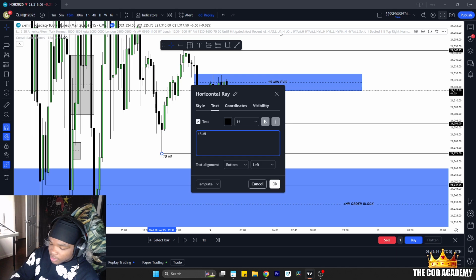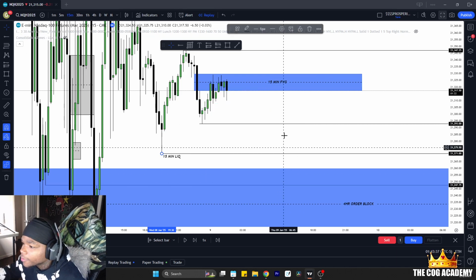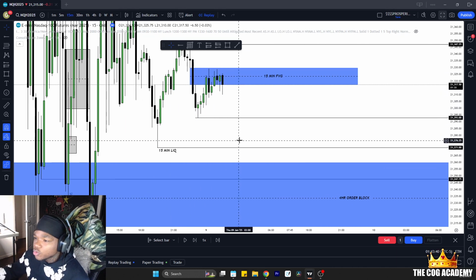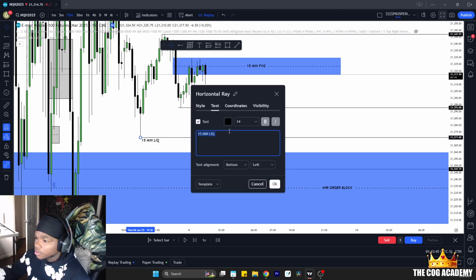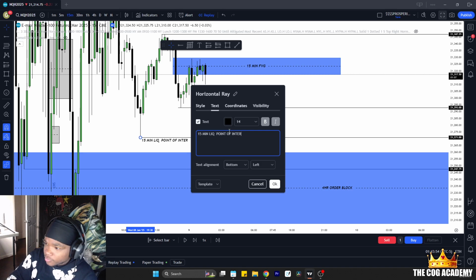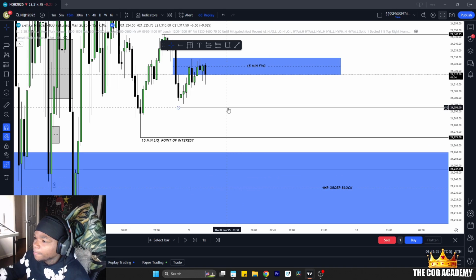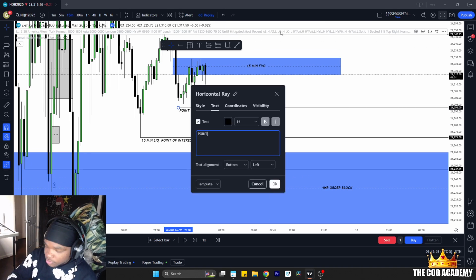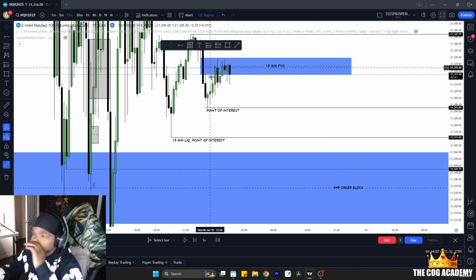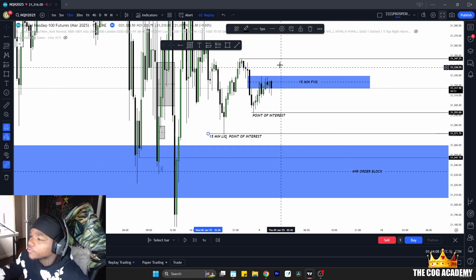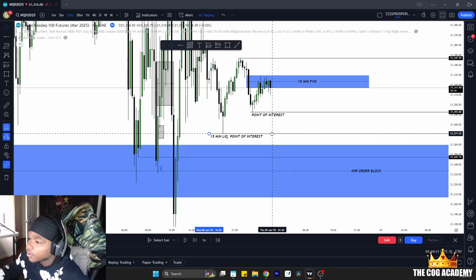So I'm gonna mark off 15 minute liquidity, right? So that means we're gonna come down, take two, you know what I'm saying, levels. Let me put point of interest. Point of interest. And then I'm gonna put point of interest. And then we already know the order block is a point of interest, right? So then from there, this is what I'll be waiting for. You get what I'm saying? So let's see how it will go.